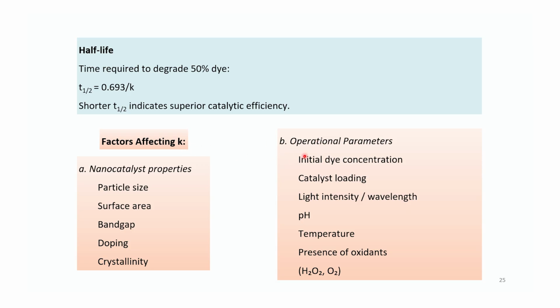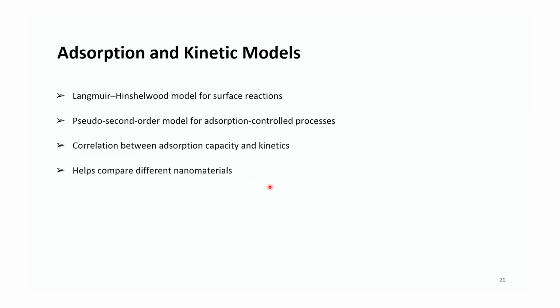The rate constant also depends on the operational parameters like the initial dye concentration, whatever concentration you are beginning with, because that also determines the order of the reaction. And then catalyst loading, light intensity and wavelength, pH, temperature and presence of oxidants. These factors also affect the rate constant of the reaction.